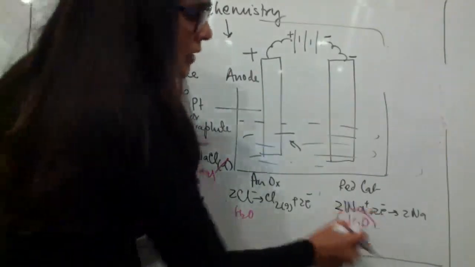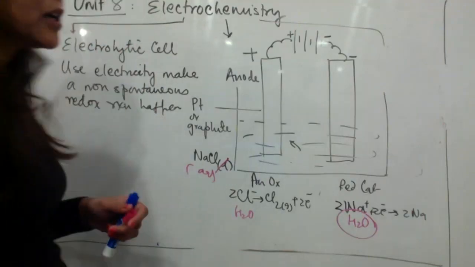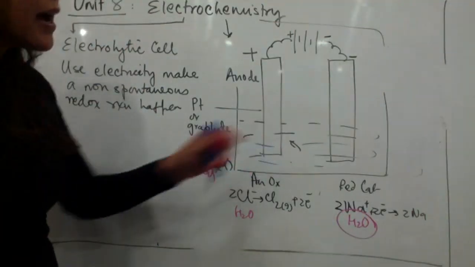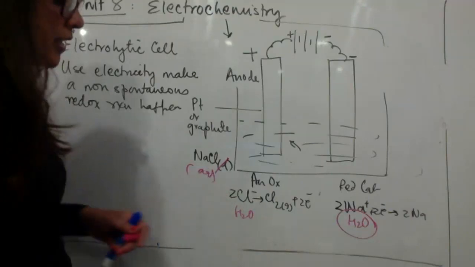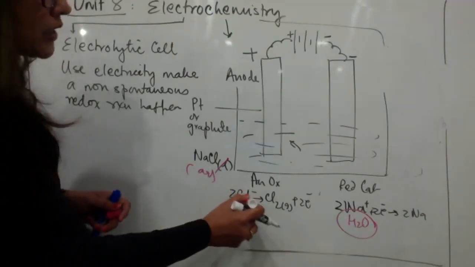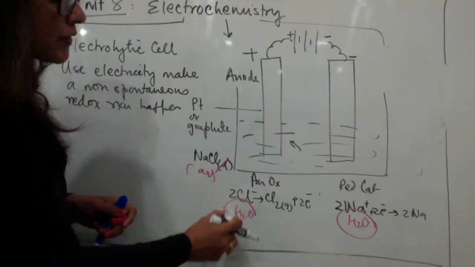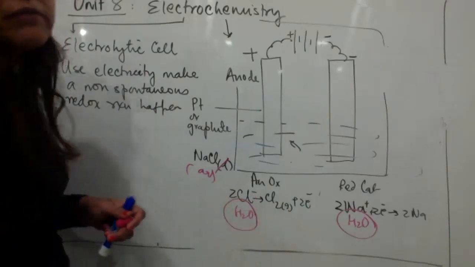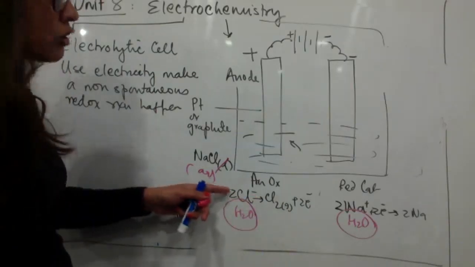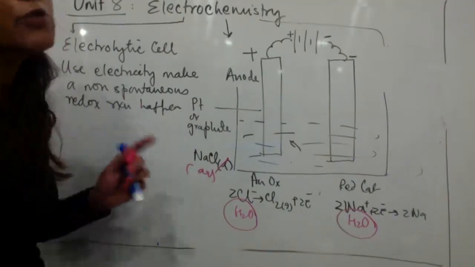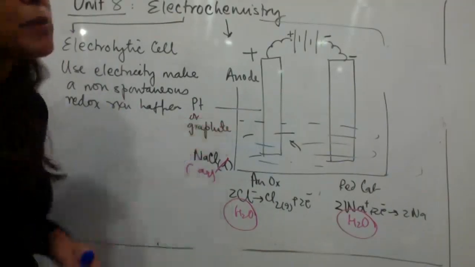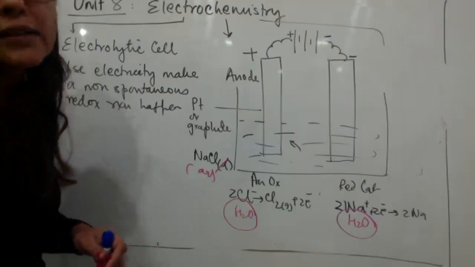So who wins is water at the cathode because water's reduction potential is higher than sodium chloride. You did this in class on Thursday. And here, ideally, you should have seen water getting oxidized, but you actually noticed chlorine forming because it had that smell. And that was because we were conducting this experiment under non-standard conditions.